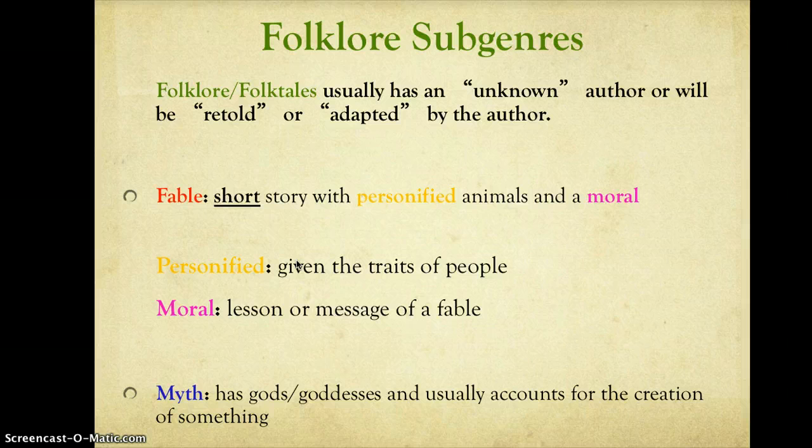Folklore usually has an unknown author or will be retold or adapted by an author. Remember, folklore comes from our oral traditions. So folklore goes back even before people recorded these stories. Within this genre, you have subgenres like fables, which are short stories with personified animals and a moral. Personified just means that the animals are given human-like traits, and moral is just a lesson or message of the fable. We have myths, and myths have gods or goddesses that usually account for the creation of something.